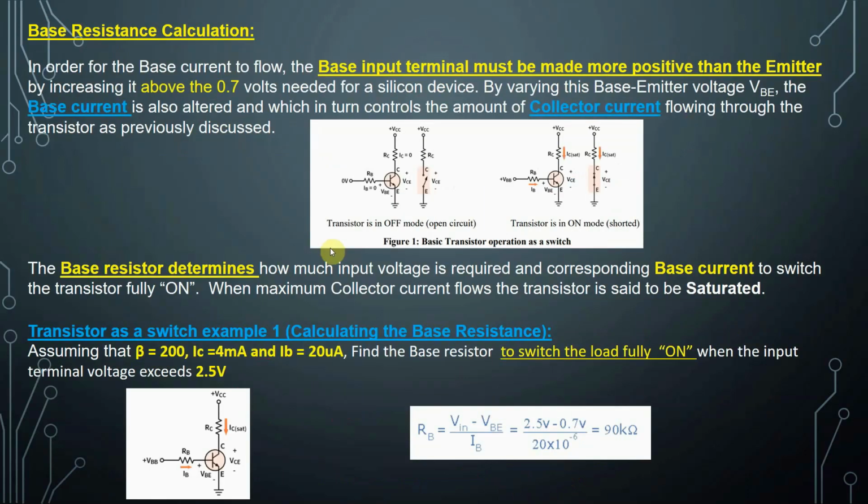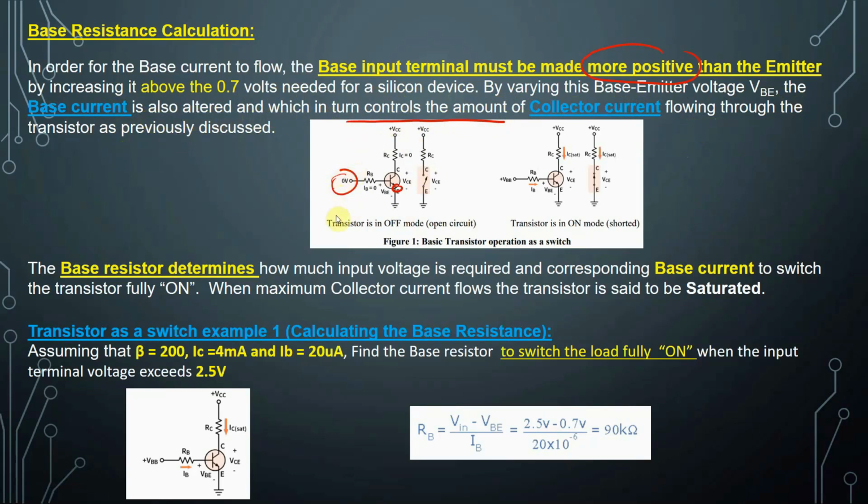Okay? Now, in order for the base current to flow, the base input terminal must be made more positive than the emitter. So this portion here must be more positive compared to the emitter. So what are we going to do? We have to put an input voltage here, and by increasing it above the 0.7 volts needed for the silicon device, suppose this is a silicon transistor, by varying this base-emitter voltage, the base current is also altered, which in turn controls the amount of collector current flowing through the transistor, right?